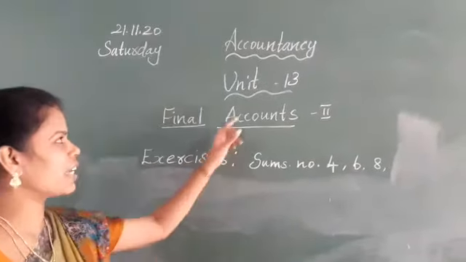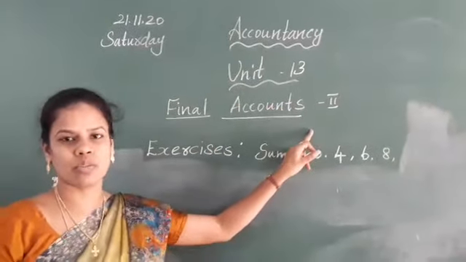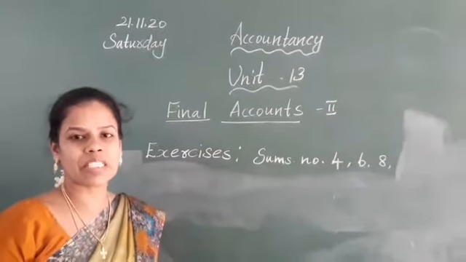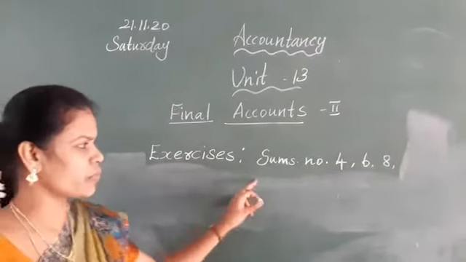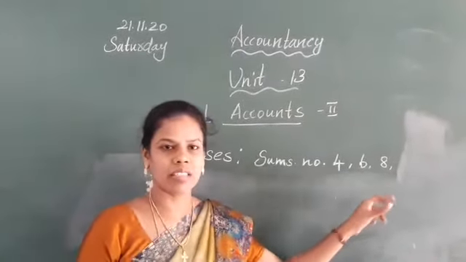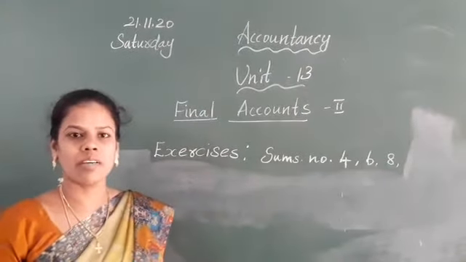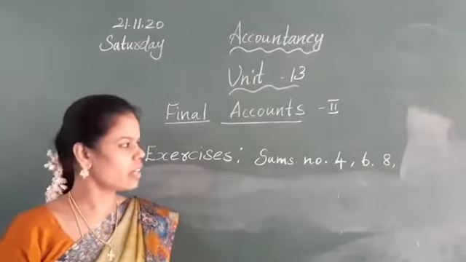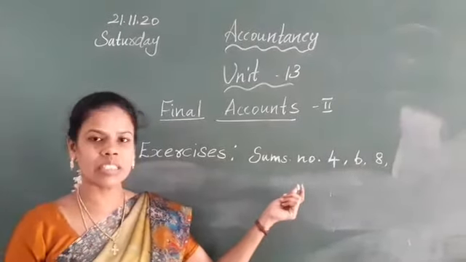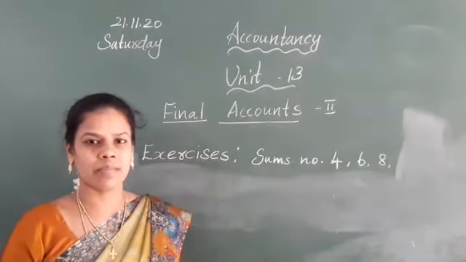Today we are going to see Unit 30 Final Accounts 2. In the previous class we saw the theory alone, isn't it? Today we are going to see exercise sums 4, 6 and 8, and before that we are going to see illustrations 1 to 7. After that I am going to do 4, 6 and 8. Let's see the sum, children.